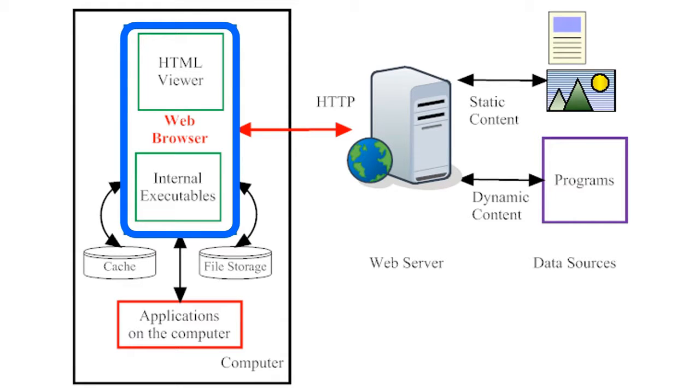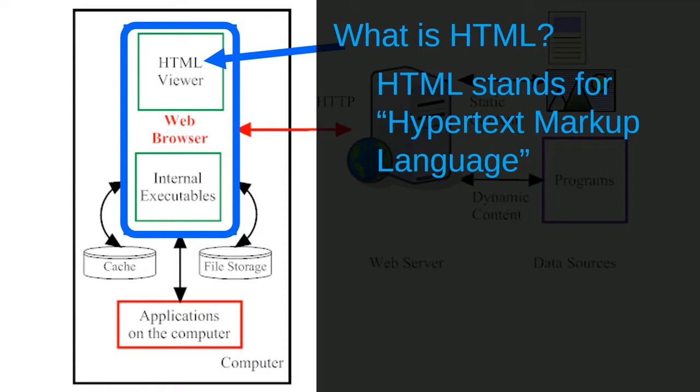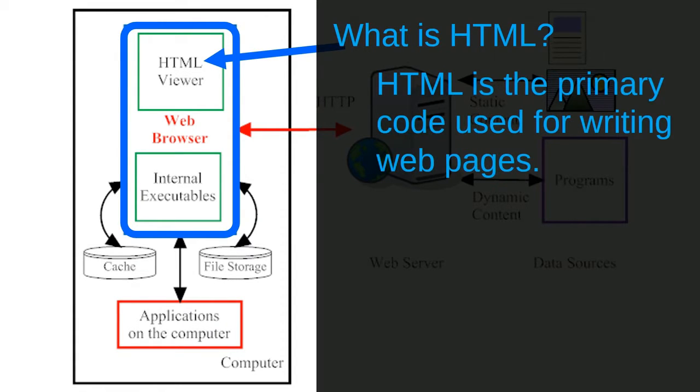Popular web browsers include Firefox, Chrome, Safari, and Internet Explorer, but there's other options out there as well. One of the primary functions of a web browser is to request and display web pages for the user. That function is represented by the green box that says HTML Viewer. What is HTML exactly? HTML stands for Hypertext Markup Language, and it's the primary code used for writing web pages. We'll look at HTML a little more closely later in this lesson.